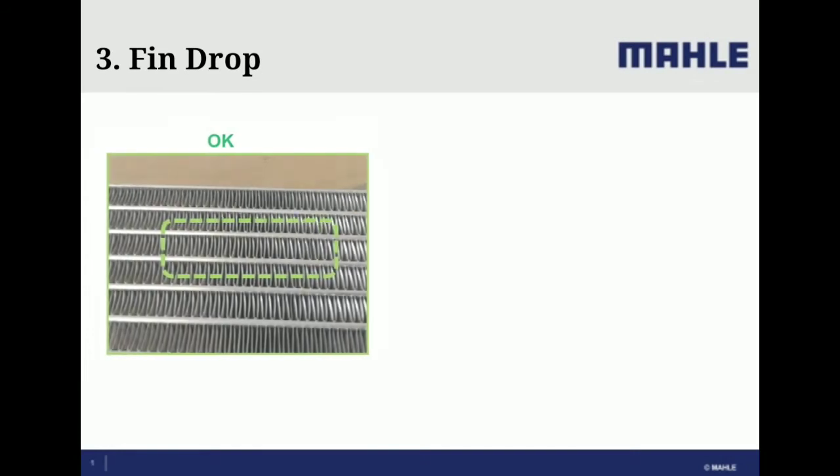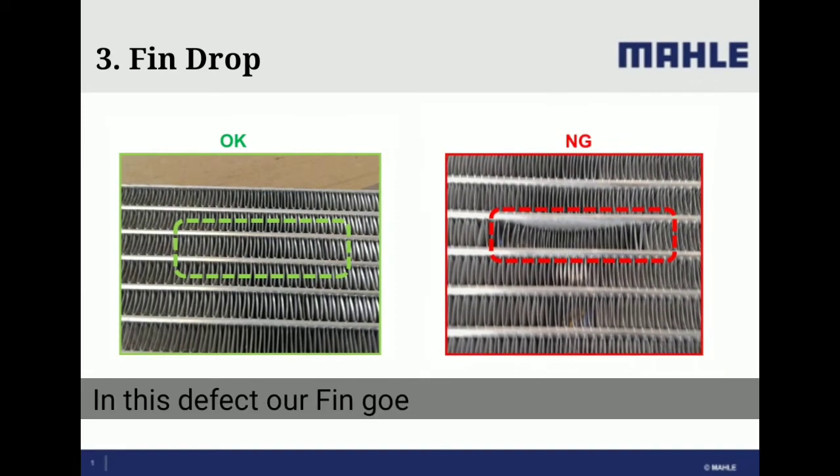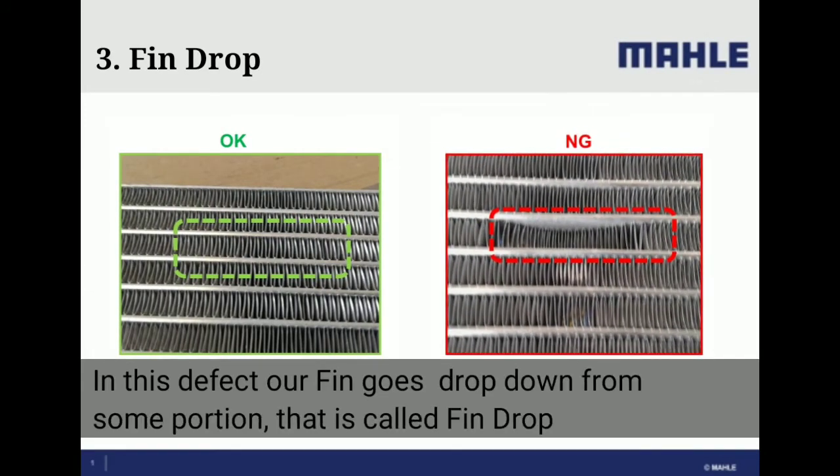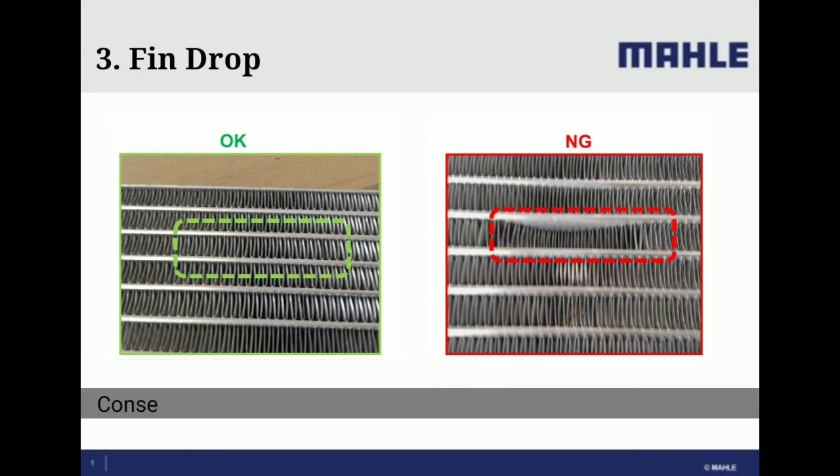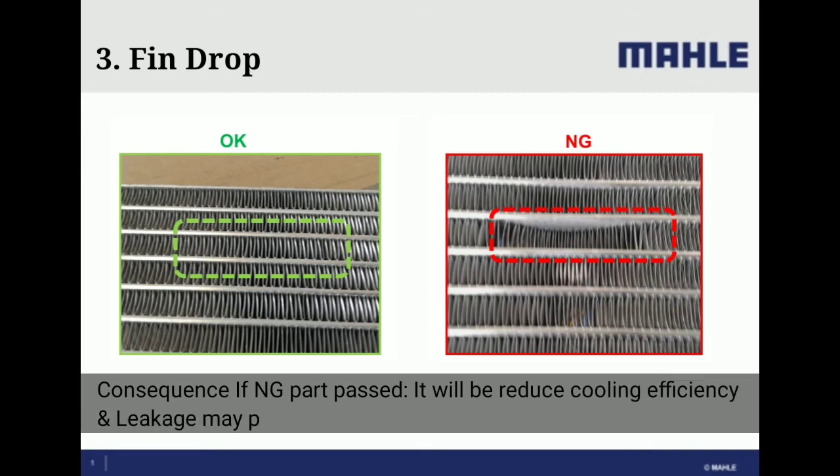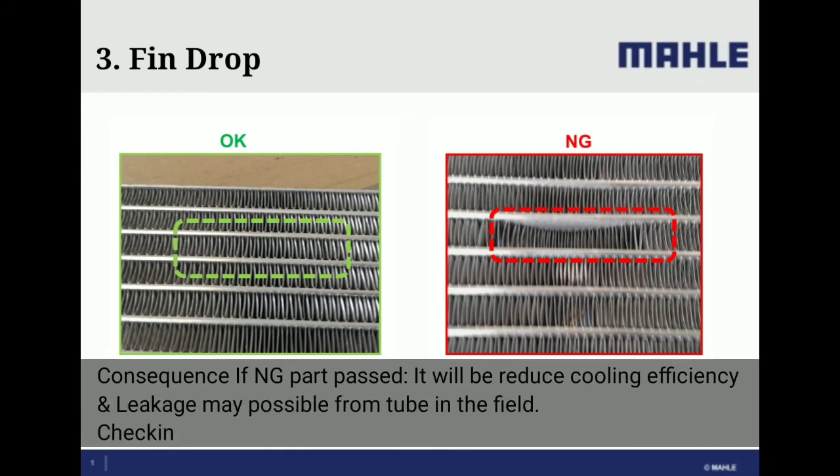Next is fin drop. In this defect, our fin drops down from some portion, that is called fin drop. Consequences: if the NG part passes, cooling efficiency will be reduced and leakage may be possible from the tube in the field. The checking method is visual or by gauge.